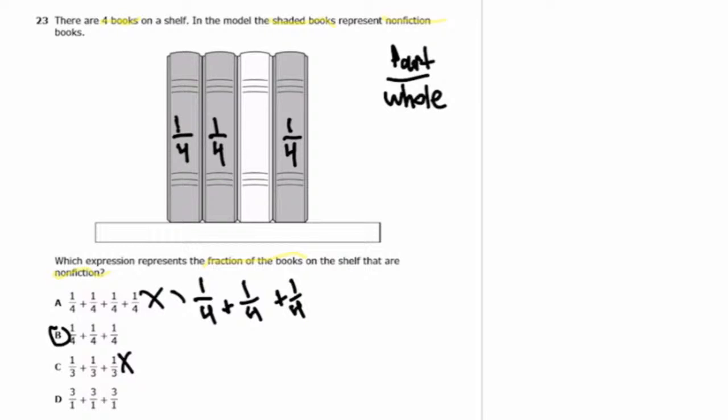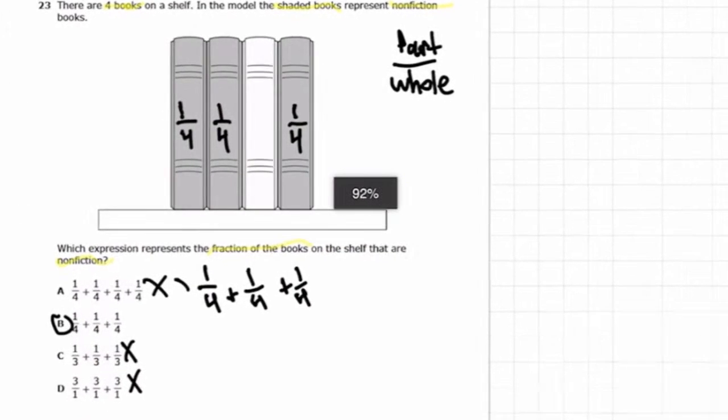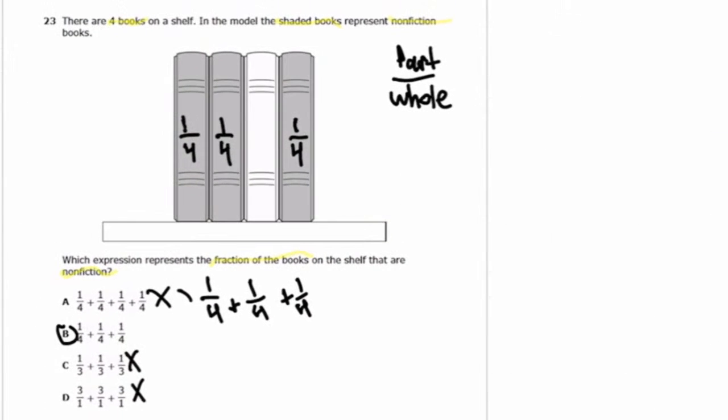So this one here is incorrect as well. And it stops readjusting. We can finally say that B right here is our correct answer choice, which is 1/4 plus 1/4 plus 1/4. So does anybody have any questions about this problem?